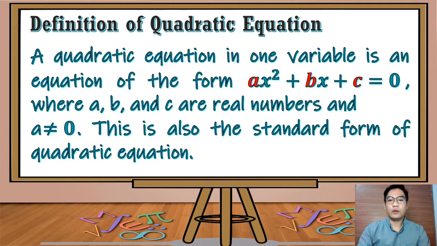A quadratic equation in one variable is an equation of the form ax squared plus bx plus c equals 0, wherein a, b, and c are real numbers and a should not be equal to 0. This is also the standard form of the equation. Take note of this. Ax squared plus bx plus c equals 0.